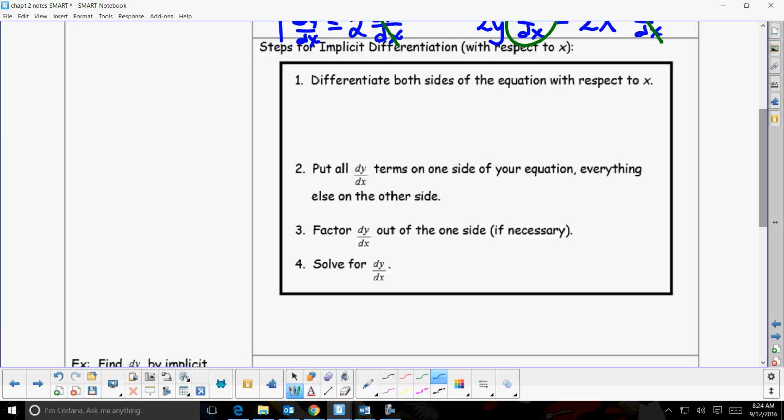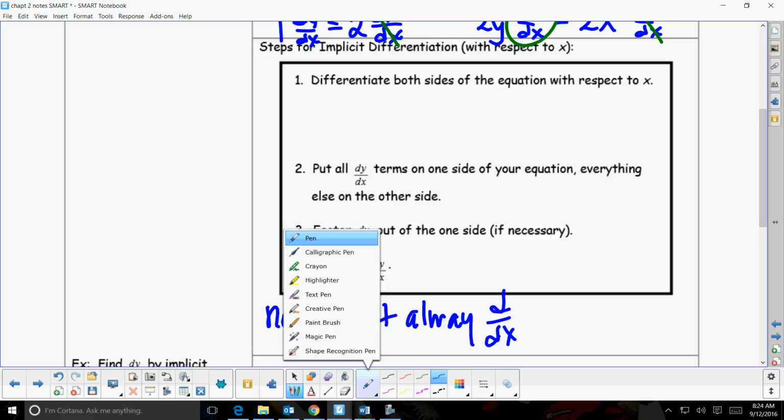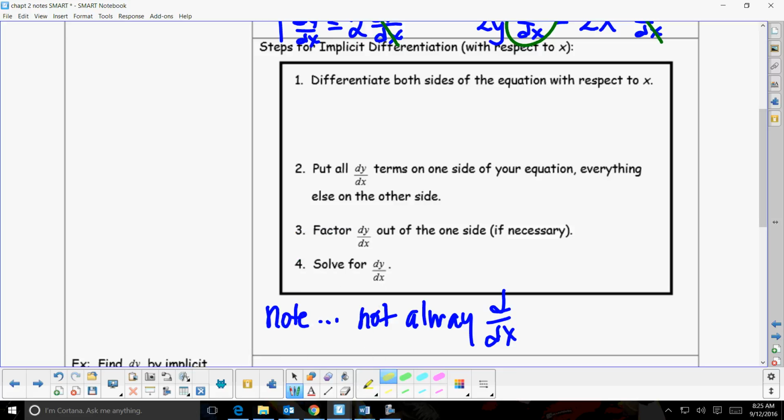So just a little note. It's not always going to be with respect to x. Sometimes you're going to take it with respect to t or some other variable. So we're going to have to pay attention to what it's with respect to. Okay?